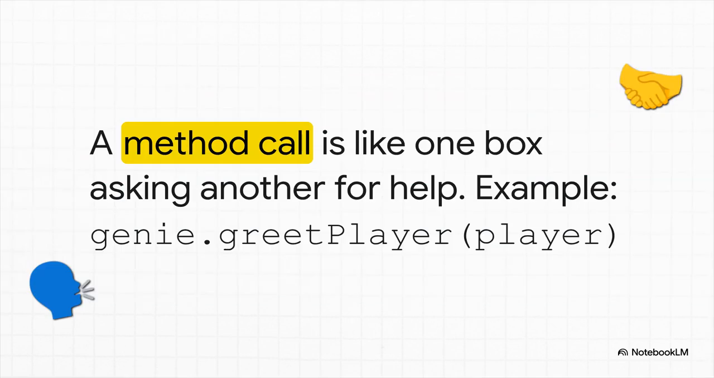A method call is super simple. It's literally one object telling another object to do something. So in this line of code, our program is telling the Genie object, hey, run your greetPlayer method. And we're passing in the player object so the Genie knows exactly who to talk to. It's just a request for help.